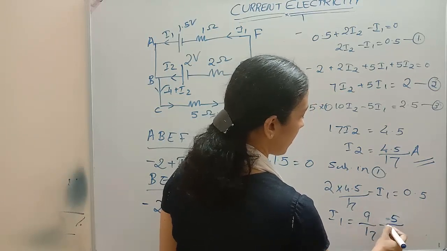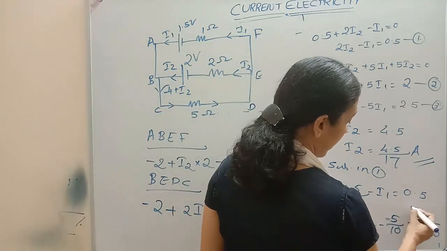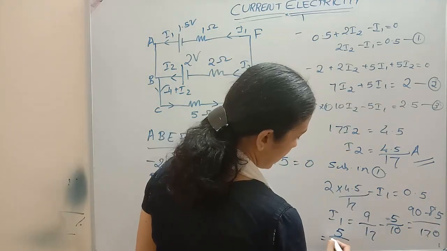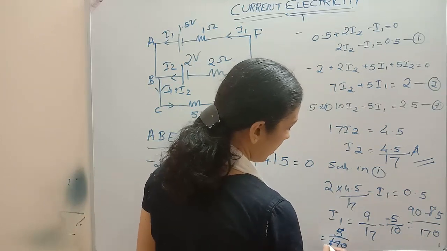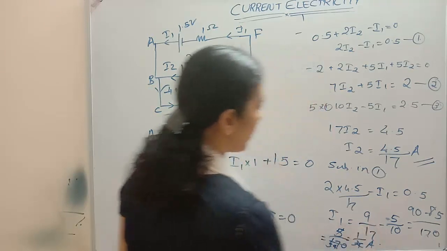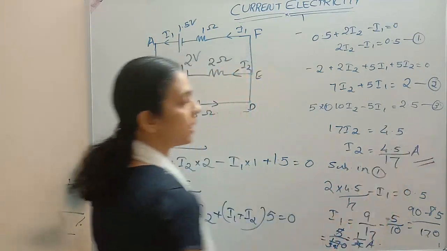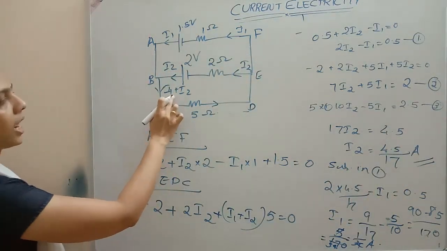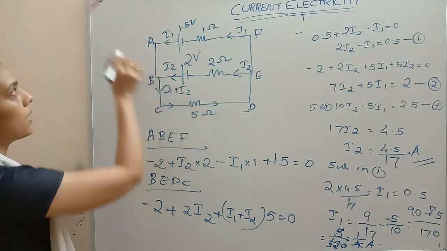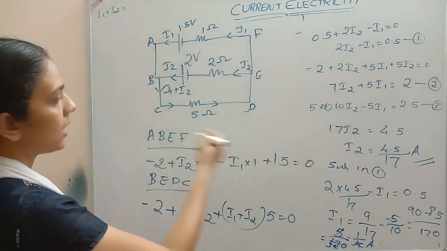I can write it as 5 by 10. So while calculating, how much will you get? 90 minus 85, so we get 5 by 170, which is 1 by 34 amps. So I1 is 1 by 34 amps and I2 is 4.5 divided by 17 ampere. Now how much will be the current passing through the 5 ohm? That is I1 plus I2.